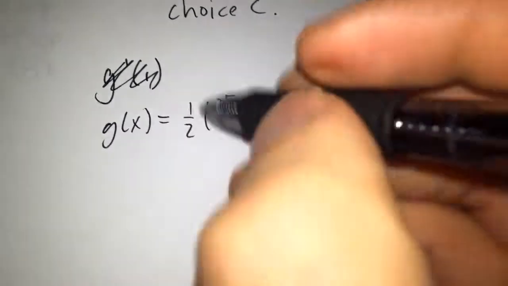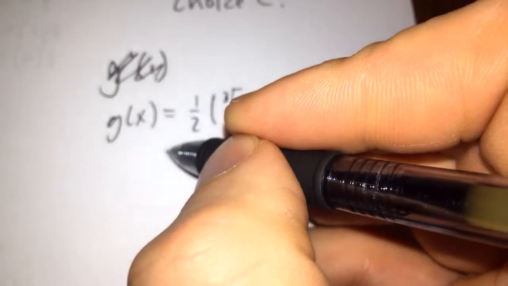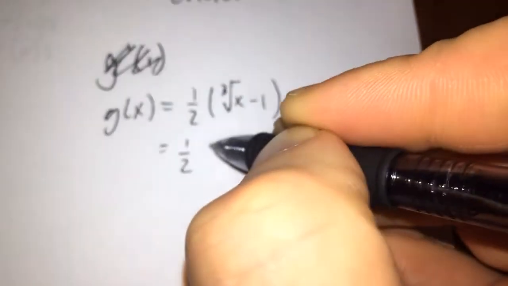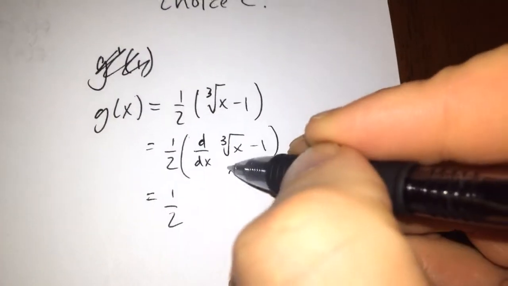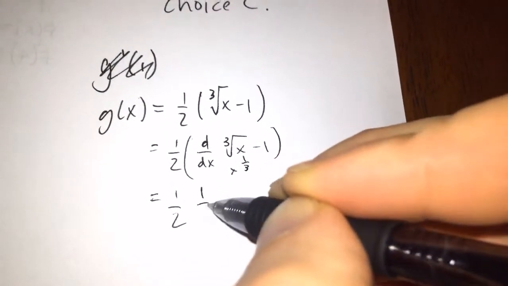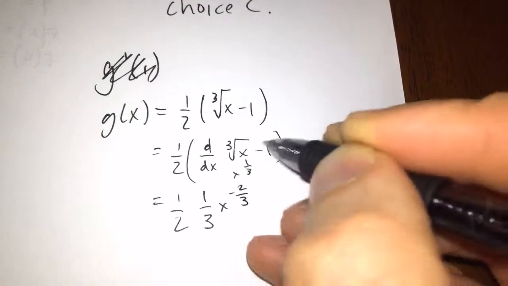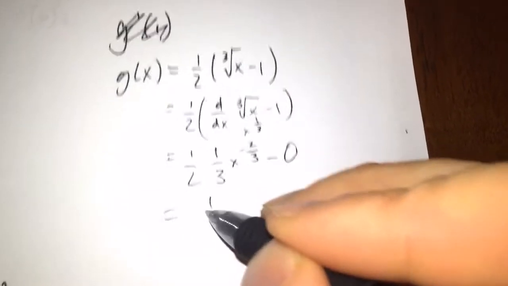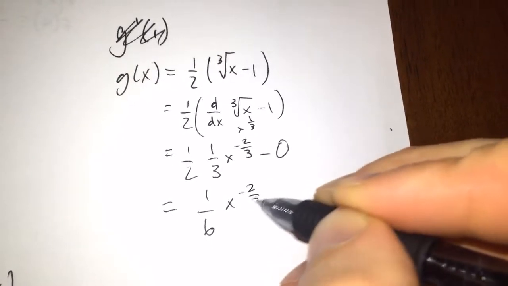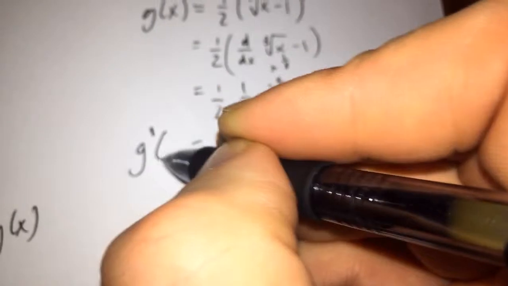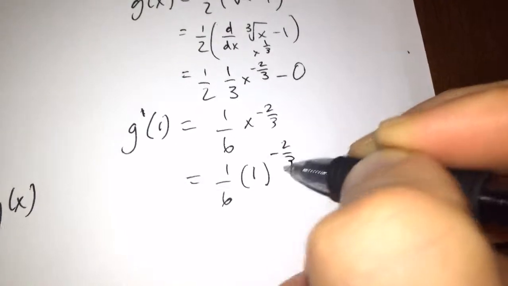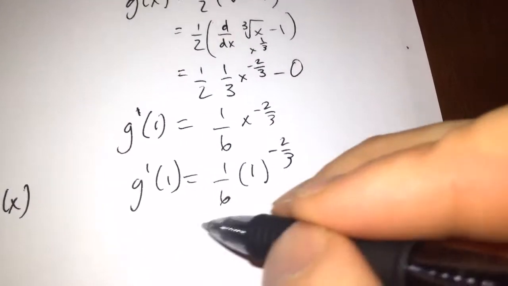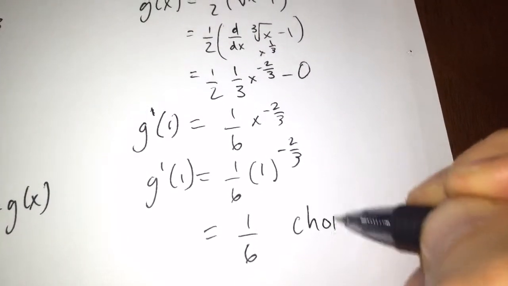To find the derivative, you can use the product rule if you wanted to, but that'd be unnecessary because what you're doing is just pulling 1/2 out and then deriving this expression. Okay, so the derivative of x to the 1/3 is 1/3 x to the -2/3. The derivative of 1 is 0, right? So you have 1/6 x to the -2/3. They want you to evaluate the derivative at 1. So long story short, you just get 1/6, and that is choice D.